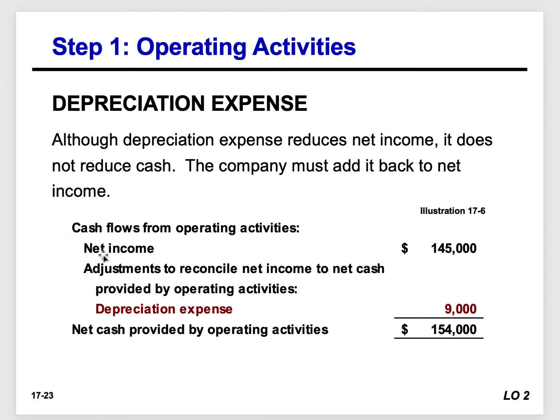Then we start off with net income, okay? And we plug in our net income, $145,000. Then underneath that, we say, okay, here are the adjustments we need to make to reconcile net income to net cash, specifically those activities that are provided by operating activities. We add back our depreciation expense, $9,000. Okay, where'd we get it from? We pulled it from the income statement. Okay.